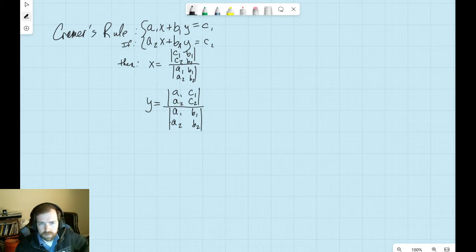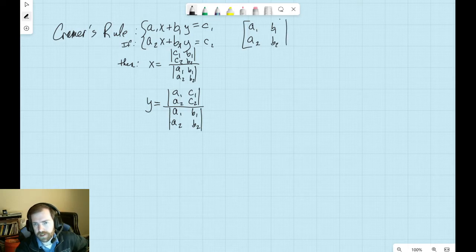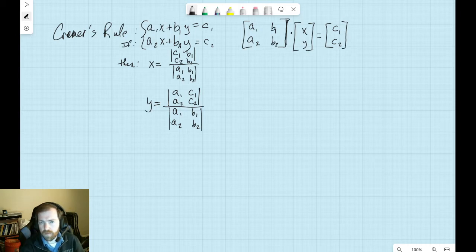Okay. So alternatively, right, we've got this as a linear algebra system. a1, b1, a2, b2. Augmented. Let's not augment first. Let's just show it as vector multiplication. So here times xy is going to be equal to c1, c2. Alright, so augmented a1, b1, a2, b2, augmented with c1, c2.